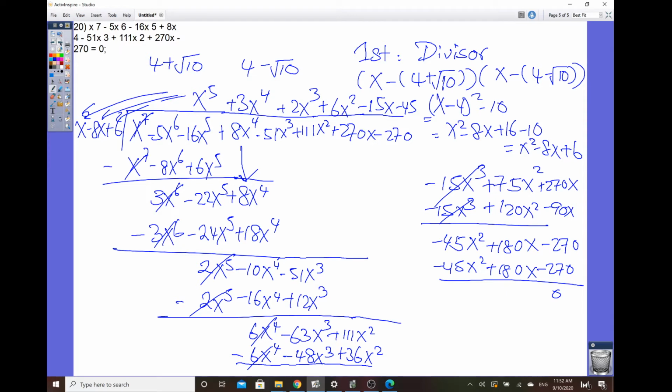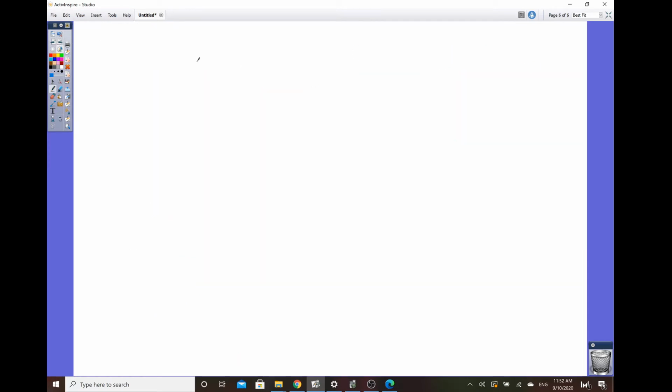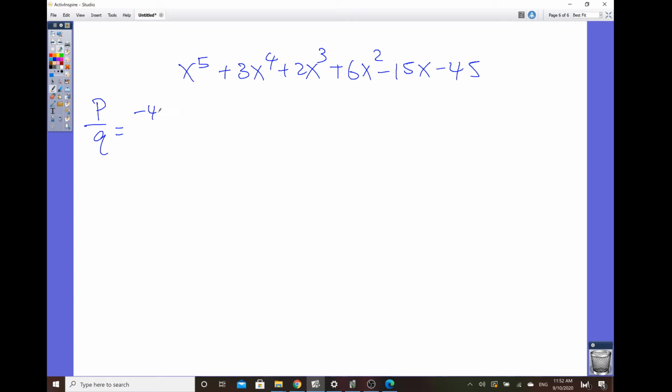So now let me just put it into the next slide. What we found for the quotient is x to the power 5 plus 3x to the power 4 plus 2x to the power 3 plus 6x squared minus 15x and then minus 45. Now this one is still considered a long polynomial. So we can analyze it by finding the constant term, which is negative 45, and then the leading coefficient, which is 1.